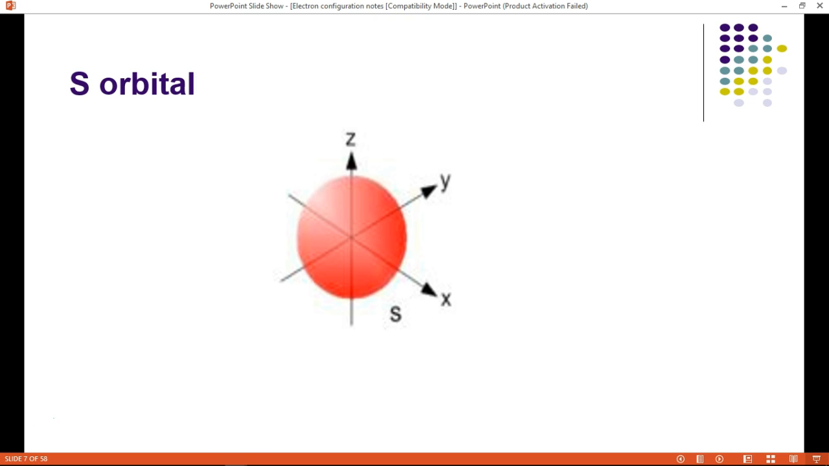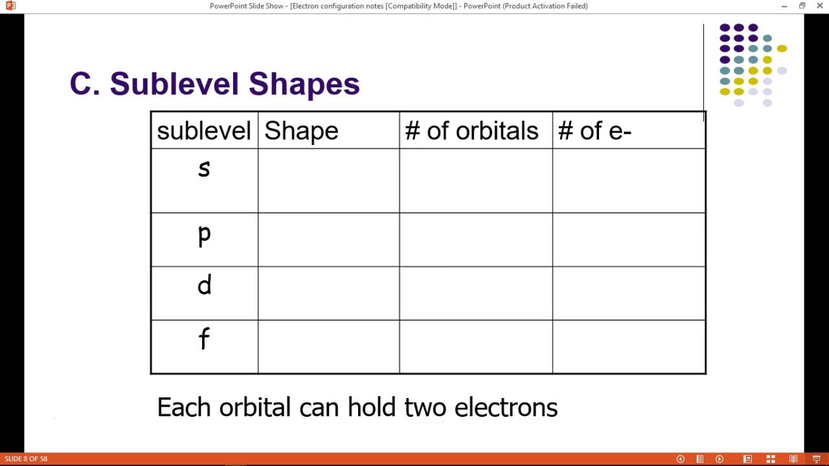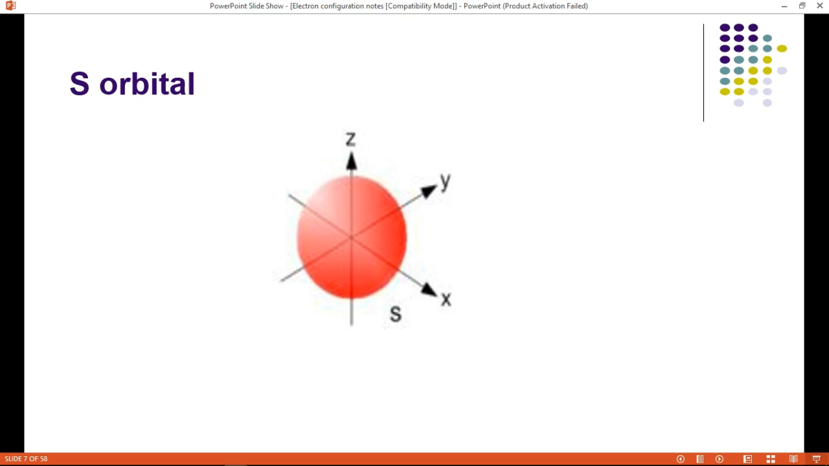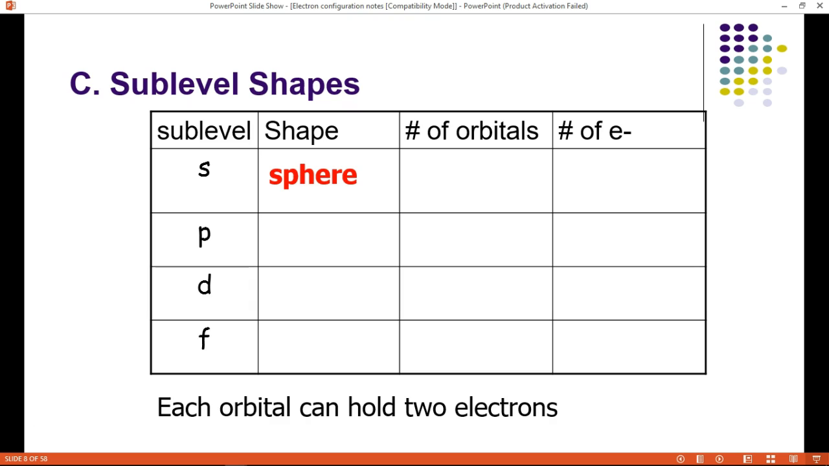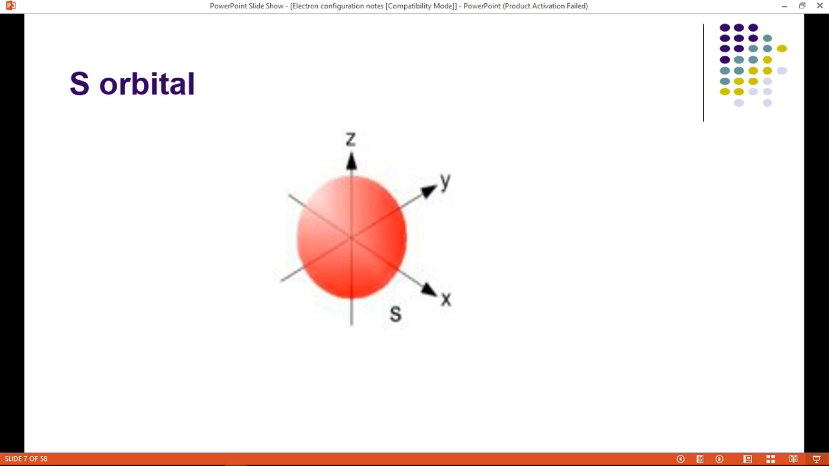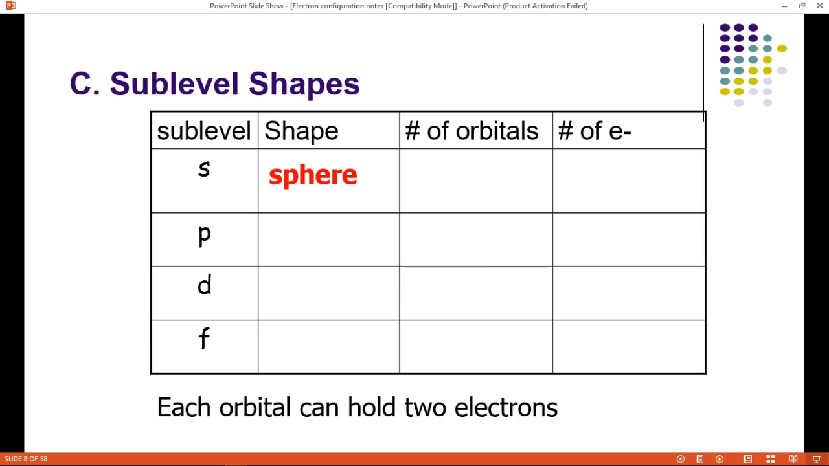The first one is the s orbital. Okay, and that shape, here's what it looks like. It looks like a big ball. We're going to call that a sphere. So it's spherical in shape. And the number of orbitals that are associated with this sphere, if you see the picture, there is one orbital that looks like this. And the number of electrons that can go in that orbital is 2. And that's because every single orbital can hold 2 electrons.